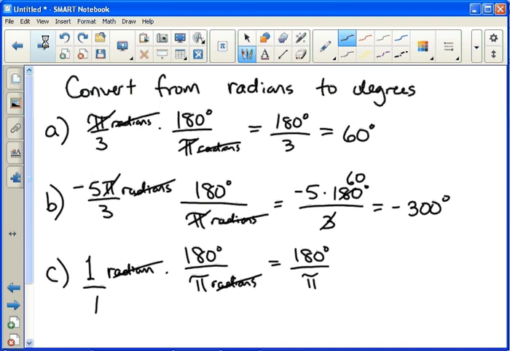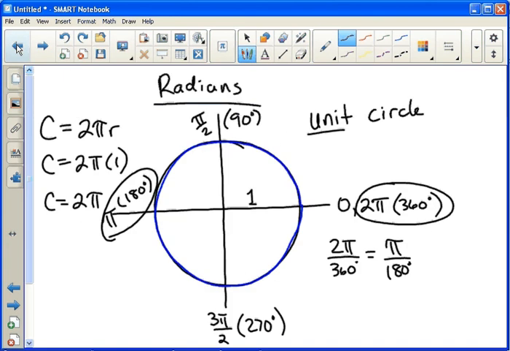Now, there's one more thing we need to talk about, and that's how to find the length of a circular arc, or how to find arc length. So actually, let's go back and look at this picture again. The blue I drew was to illustrate the circumference. The circumference is the distance all the way around the circle. Arc length is just a distance part way around.